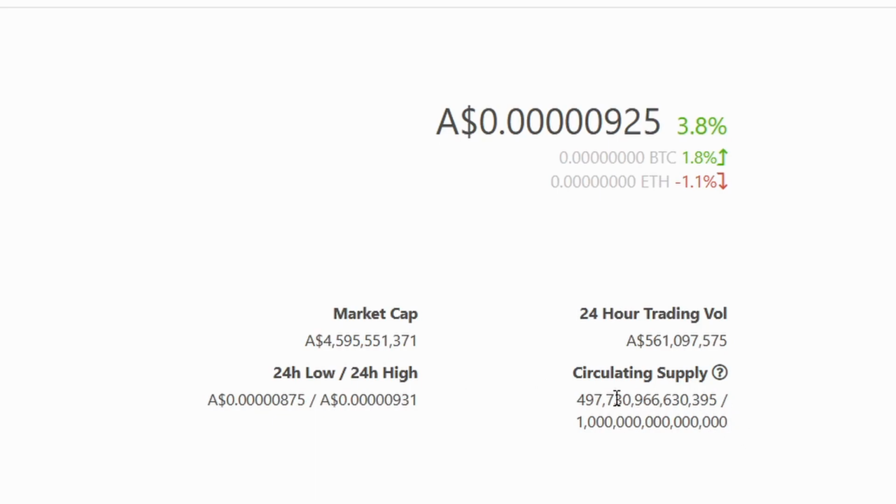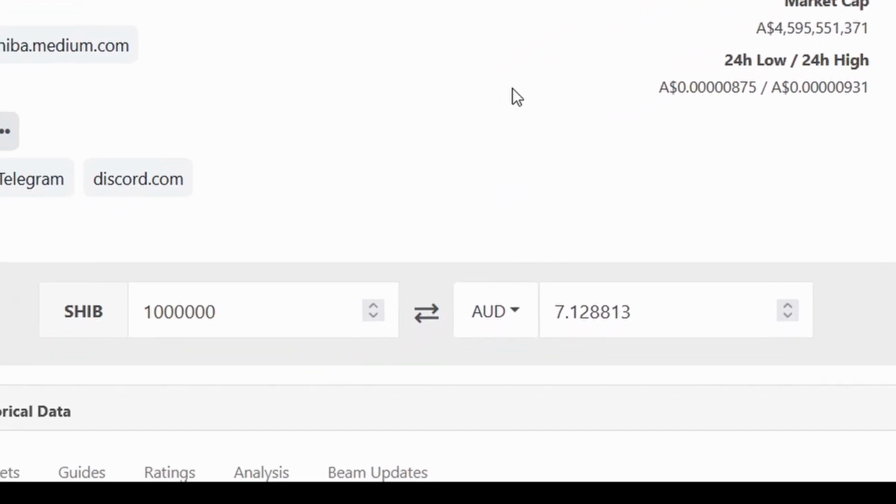coming down to the circulating supply, we can see that the current available supply is actually just under 500 trillion tokens out of a total theoretical supply of 1 quadrillion tokens. So just like in Zimbabwe, everyone is technically a millionaire in Zimbabwe currency, but their currency is basically worthless. So you can technically be a billionaire today in SHIB tokens, because 1 million SHIB tokens is about $7.12 today.